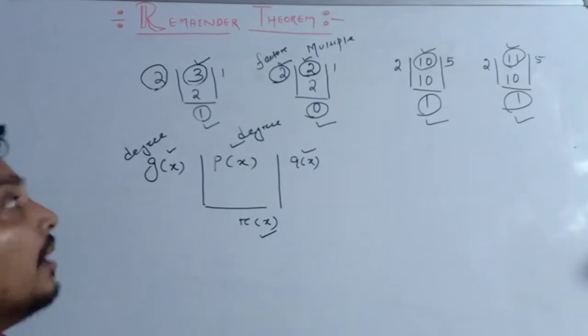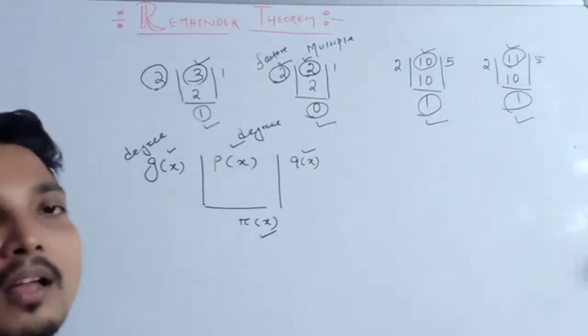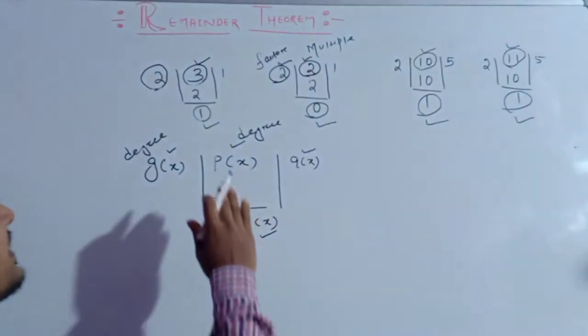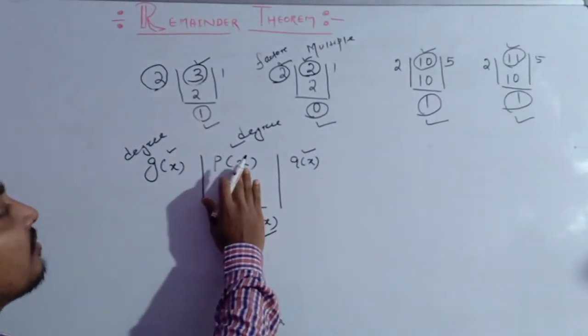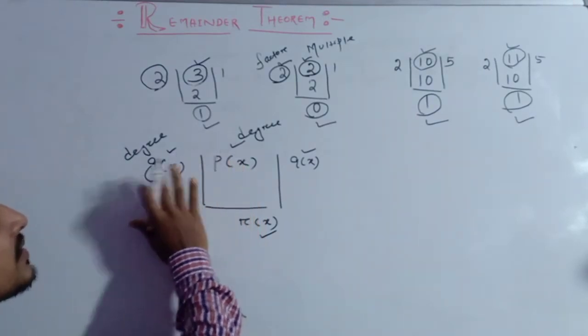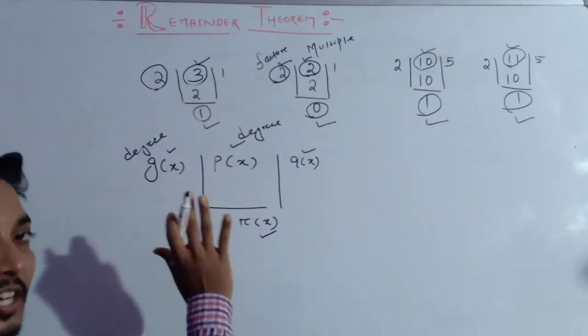Now understood? Previously it was the number, but now instead of a number, one term I am giving. This one is called the degree. So the degree of the dividend will always be equal to this one, or otherwise more than this one. Dividend and divisor discussion understood.